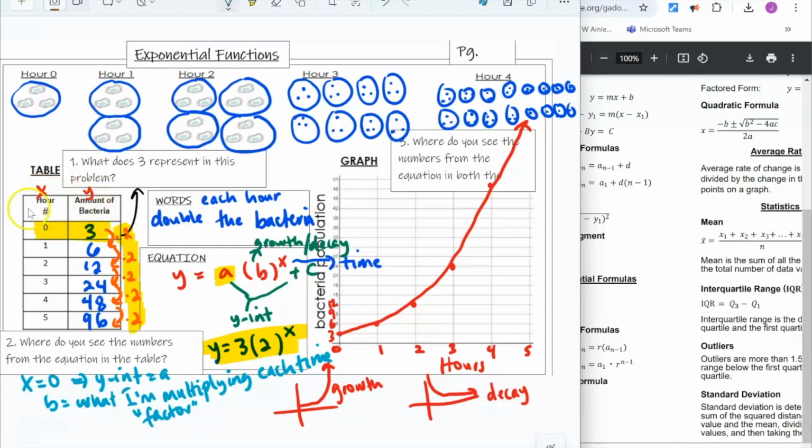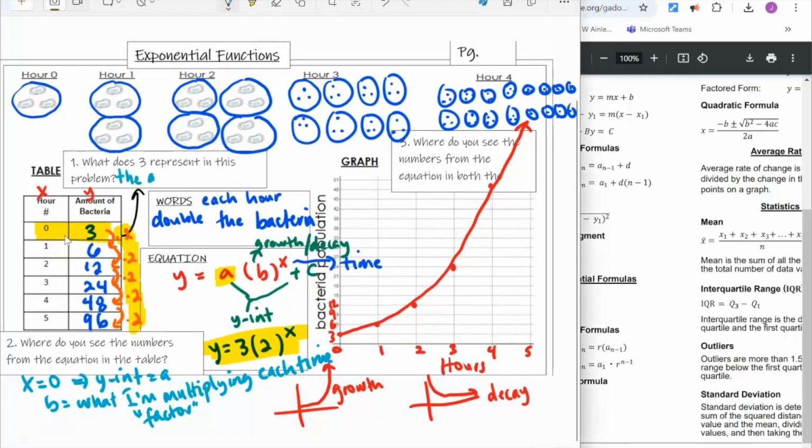There are so many different ways, as we've previously discussed, that you can write this, but it is the amount of bacteria at the start, or the amount of bacteria at 0 time, the amount of bacteria when no time has passed. I think I like that one better. So what does it represent? The amount of bacteria when no time has passed.